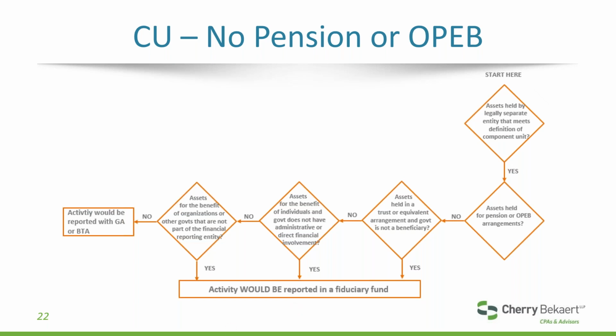And there are a couple of terms in here that could use some clarification, particularly in this box here. Administrative involvement, while not explicitly defined in the standard, the GASB did provide us with some examples.